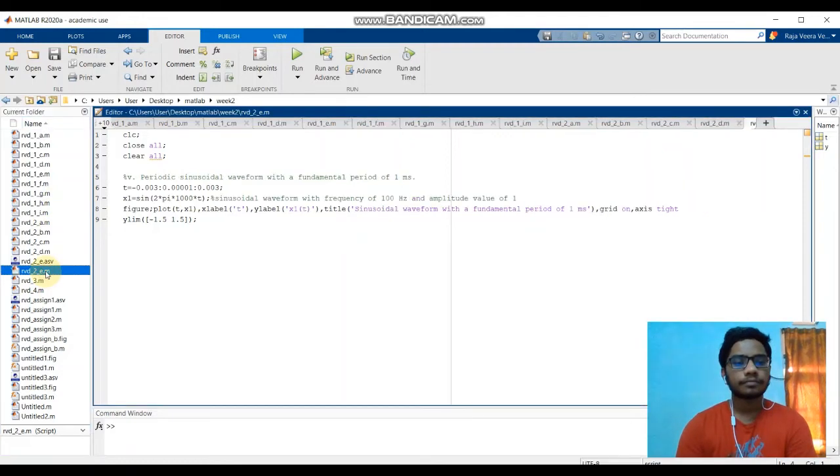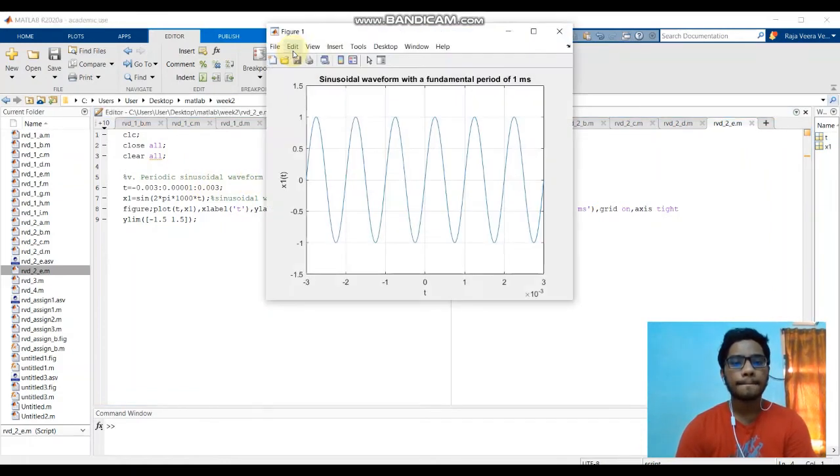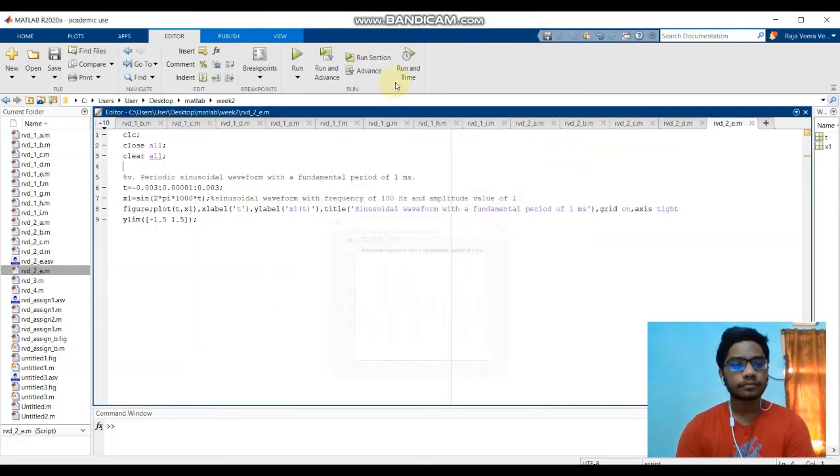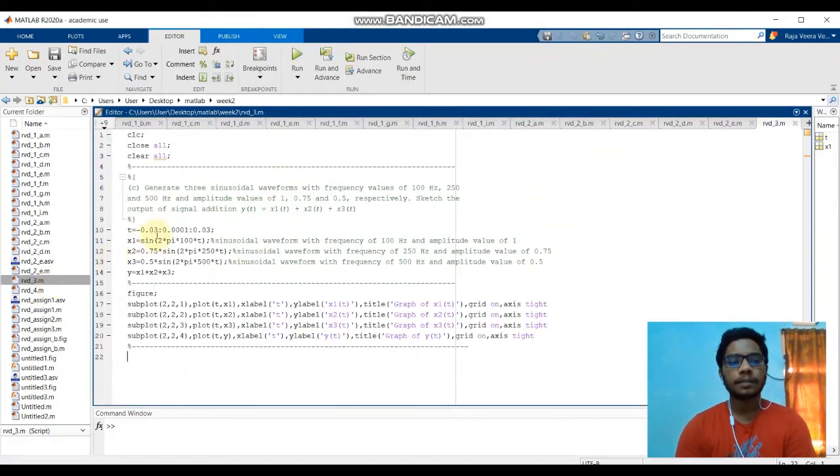And then moving on, this is the periodic sinusoidal waveform with a fundamental period of 1 second. When running it, this is a sinusoidal waveform with a fundamental period of 1 millisecond. And coming to the third part of generating waveforms, we are generating three sinusoidal waveforms of frequencies 100 hertz, 250 hertz, and 500 hertz, and amplitudes of 1, 0.75, and 0.5, and we are adding them to form a single output.